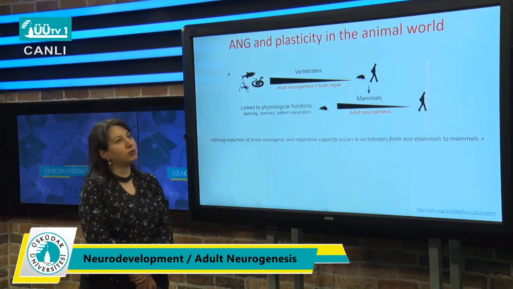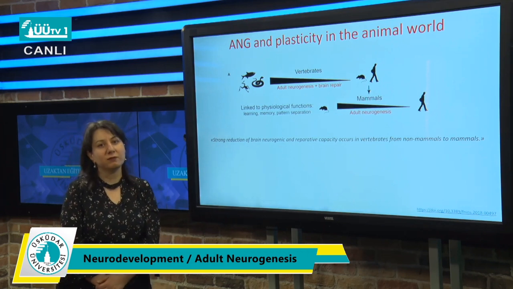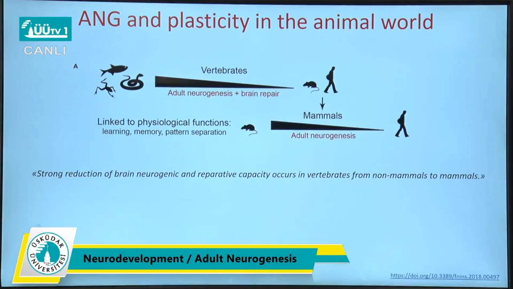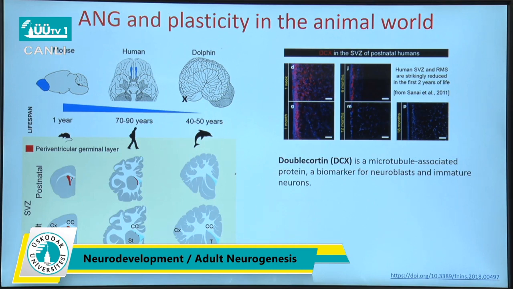I will then use the rest of my time to introduce some differences between different animal species. We know that there is a strong reduction of brain neurogenic and reparative capacity from fishes, amphibians, reptilians to mammals. There's a strong reduction in adult neurogenesis and brain repair. And when we look into mammals only, we see that even from rodents to humans, there is a very strong reduction. And we can also ask, why do we have that reduction? We can first, for instance, focus on the subventricular zone.